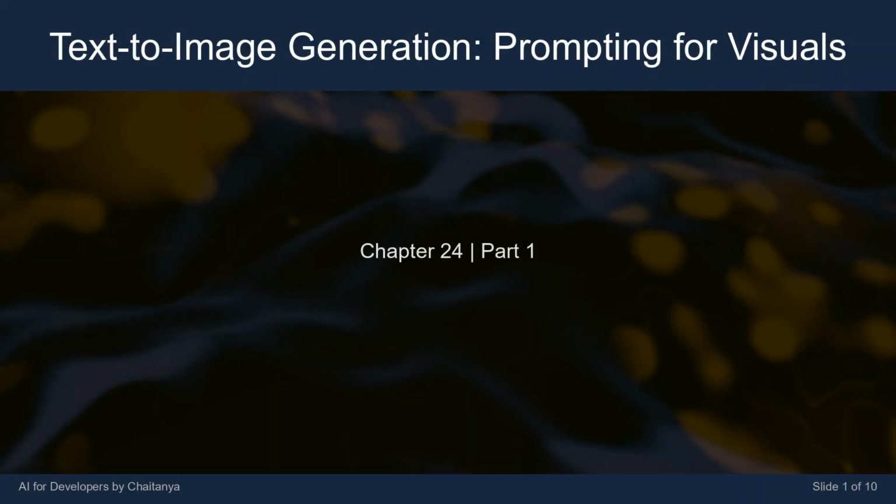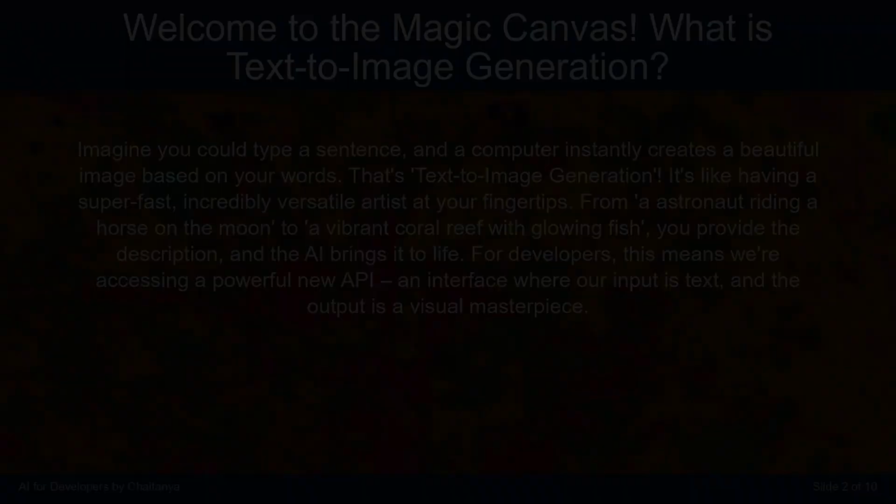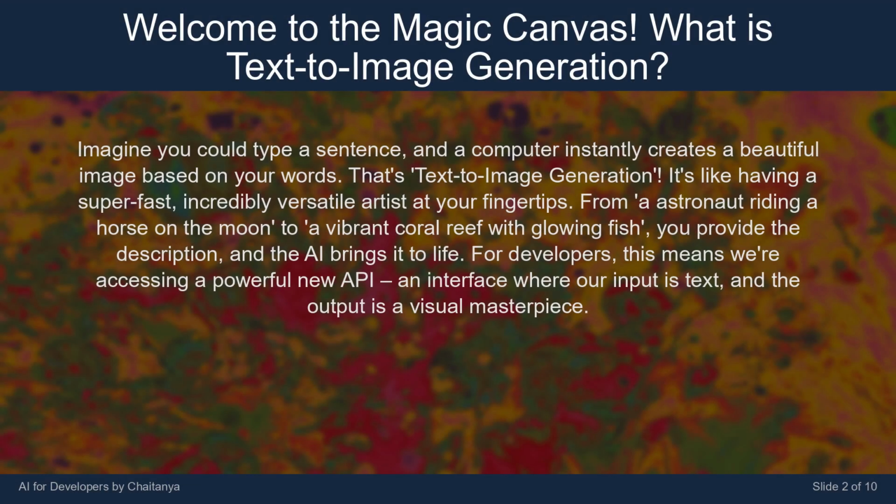I'm Chaitanya talking bot. Today's lesson is titled Text-to-Image Generation: Prompting for Visuals. Imagine you could type a sentence, and a computer instantly creates a beautiful image based on your words. That's text-to-image generation. It's like having a super fast, incredibly versatile artist at your fingertips. From an astronaut riding a horse on the moon, to a vibrant coral reef with glowing fish, you provide the description, and the AI brings it to life.